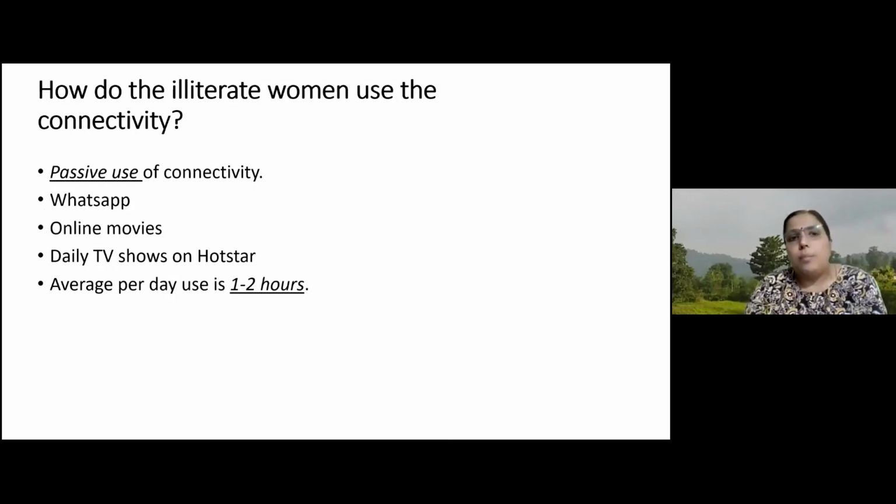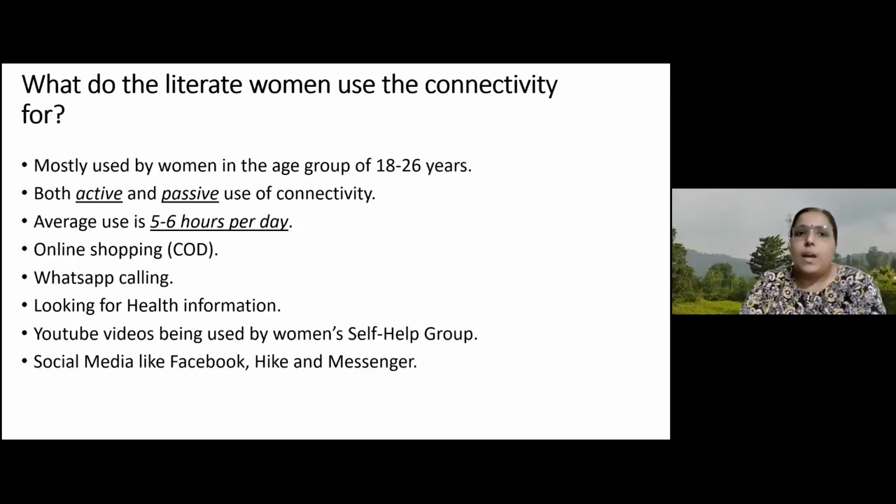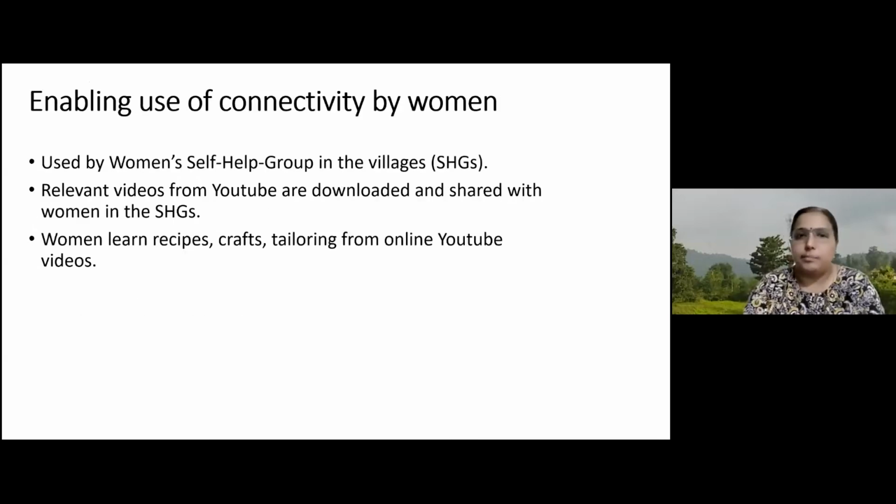Now, how do illiterate women use the connectivity? We tracked these women for 6 months, and we saw that there is a passive use of connectivity by the illiterate women. It is mostly WhatsApp calling, online movies, and daily shows on Hotstar, with an average use of 1 to 2 hours per day. Whereas literate women use it both actively and passively, with an average use of 5 to 6 hours a day. They do a lot of other things rather than just passively watching. They do a lot of online shopping, look for health information, use YouTube videos in women's self-help groups, and also get involved in social media like WhatsApp, Hike, and Messenger.